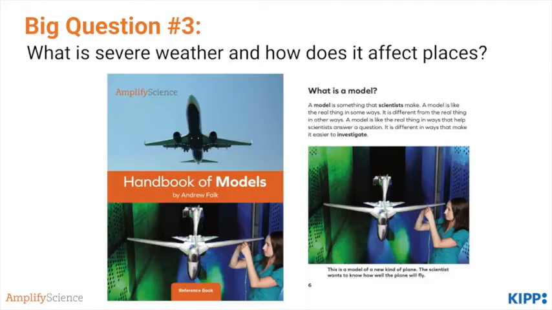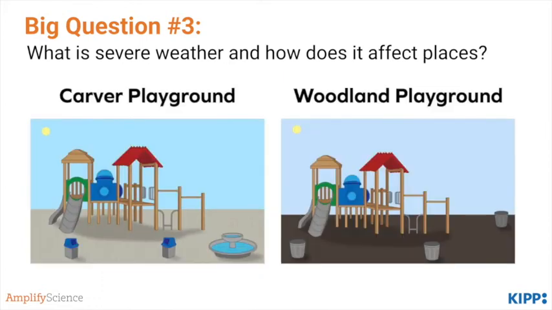Next, students read the book Handbook of Models to learn more about how scientists use models to investigate real-life phenomena, just like how students are using the heat lamps as models to represent the sunlight and investigate the phenomena of temperature. They use this idea of models to return to the two playgrounds and create a model to test flooding.